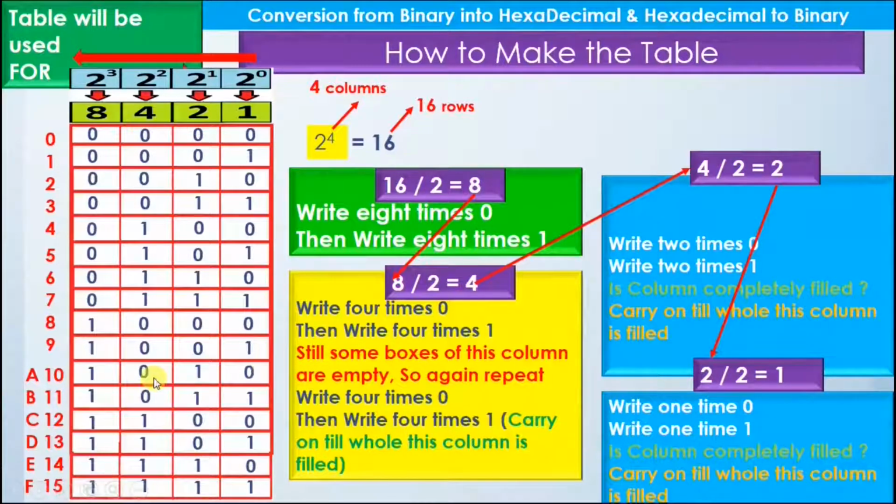So this is how we can say that this value is equal to A in hexadecimal, or you can say 10 in decimal. So this is how all these values are calculated and written here. So we can say that 0 is equal to this, 1 is equal to this, 2 is equal to this, and so on till F. So now we have created the table. So now we will see how to convert hexadecimal into binary first by using the table.